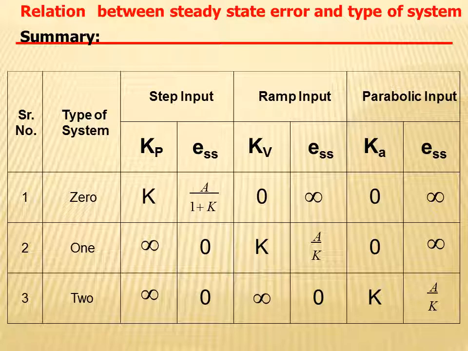Then for type 2 system and step input, position constant Kp is equal to infinity and steady state error is equal to 0. For type 2 system and ramp input, Kv, that is velocity constant, is equal to infinity and ESS, the steady state error, is equal to 0. And for type 2 system and parabolic input, the steady state error is equal to A upon K, where the acceleration constant Ka is equal to K.